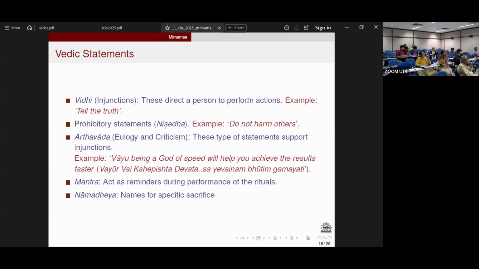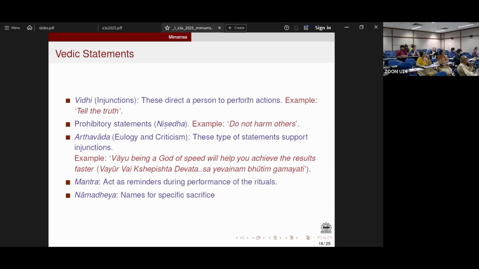So when we talk about vidhi, you can look at it as a positive injunction, right? It is asking you to perform an action. Nishedha is a prohibitory statement. It says do not harm others. So it's giving you something that should not be done. Okay, so it is a prohibition. So this is another type of statement you have.